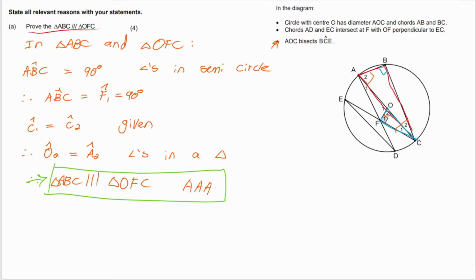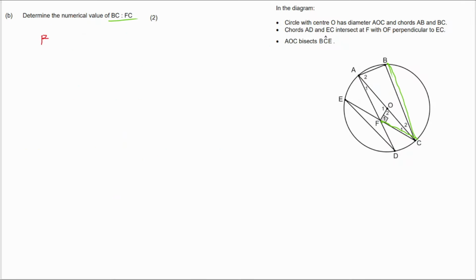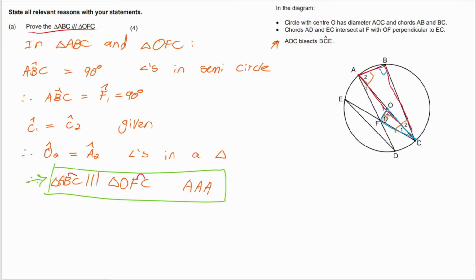Now they say determine the numerical value of BC and FC. So where's FC? It's over here. And where's BC? It's over here. And we just proved these triangles are similar. So let us have a look. Let's do some ratio. Here's BC, there's FC. So BC over FC is equal to. Now let's choose another ratio. We have some options. We could choose AB and OF, but we don't really have any relation between those two sides.